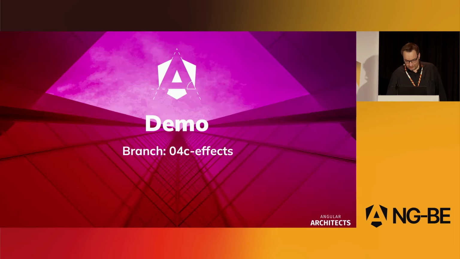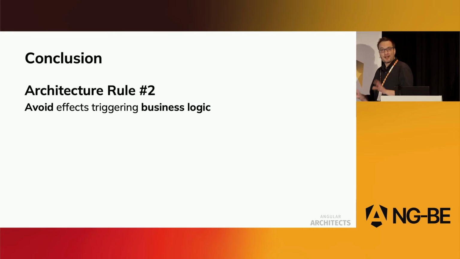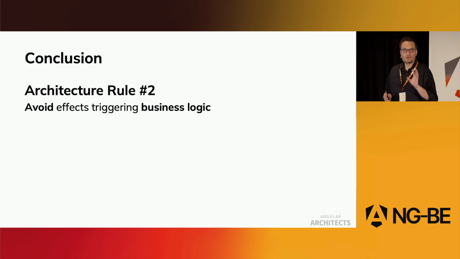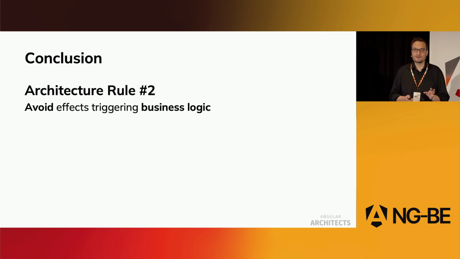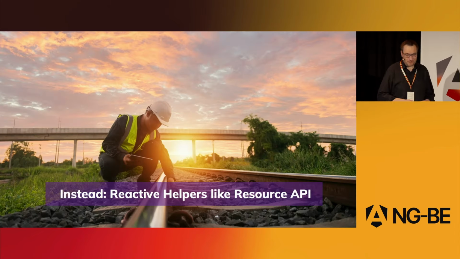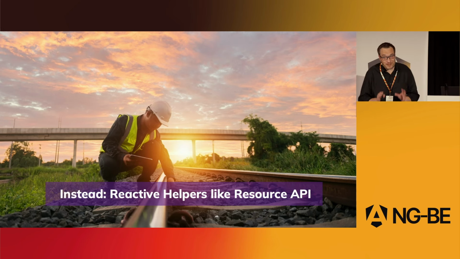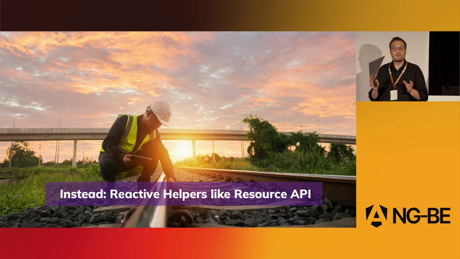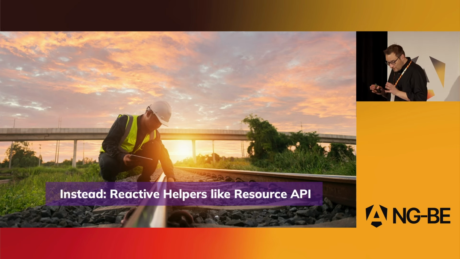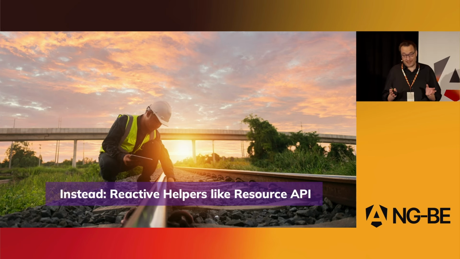This brings us to my second architectural rule of thumb, namely avoid effects triggering business logic. This is not what they are intended for. But if you tell me not to use effects for triggering business logic, the first question that comes up is, what should we do instead? And the answer is, instead, you should go with reactive helpers like the resource API.